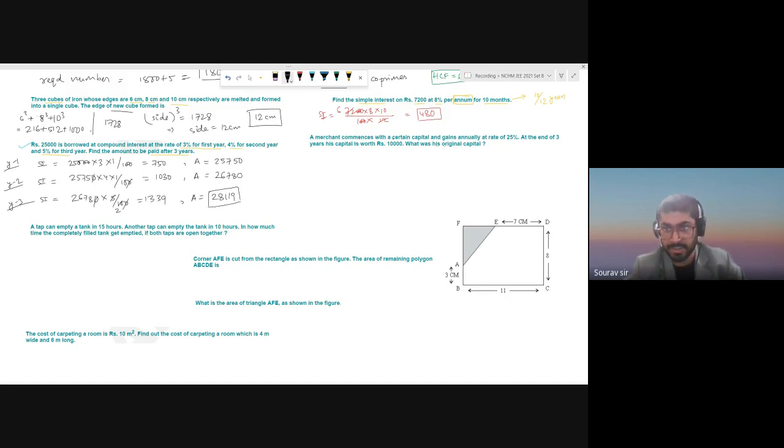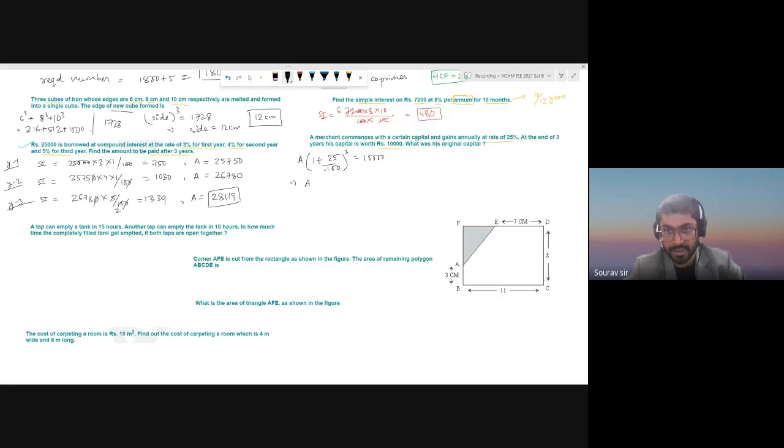Right? A merchant commences with a certain capital and gains annually at the rate of 25%. At the end of 3 years, his capital is worth 10,000. What is his original capital? So this looks like a sum of compound interest as well. So you have a starting amount, and then you have exponential growth, right? 1 plus R by 100 in 3 years is 10,000. So let's see how this solves itself.